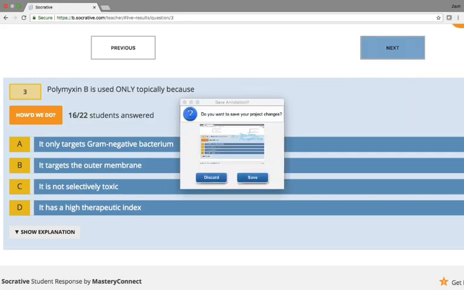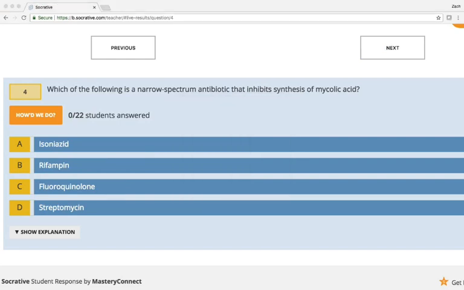All right, next one. I think we've done this a little bit already, but which of these is a narrow spectrum drug or antibiotic that inhibits the synthesis of mycolic acid? Isoniazid, rifampin, fluoroquinolone, or streptomycin?